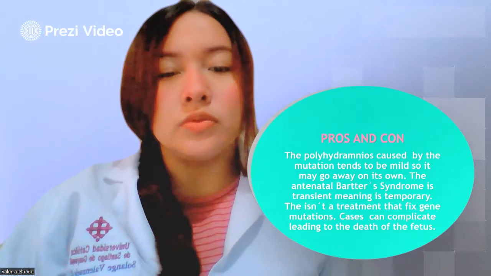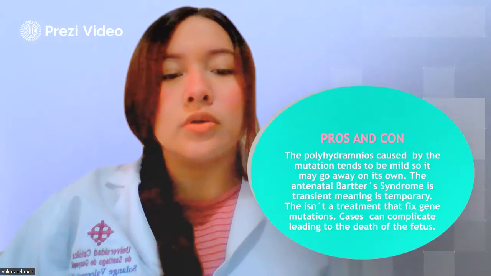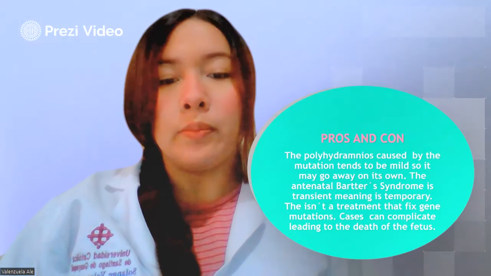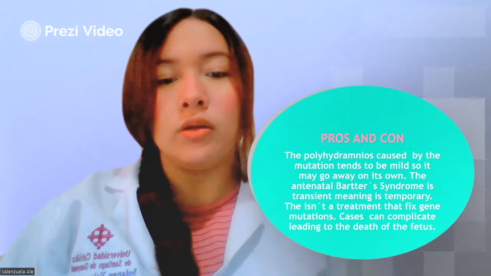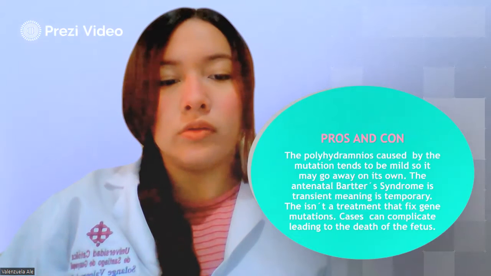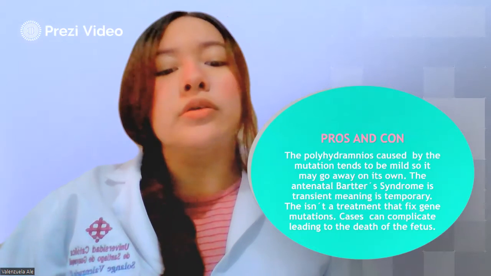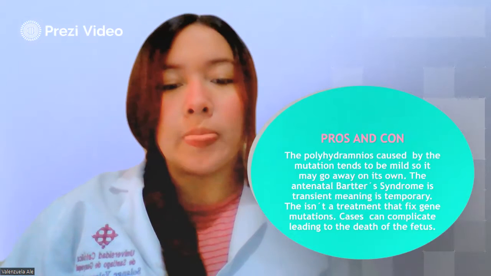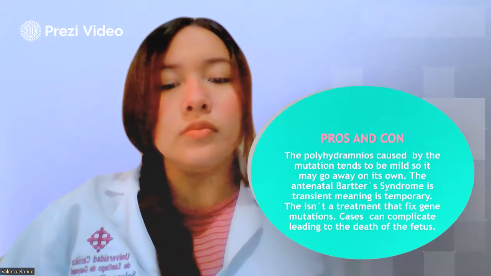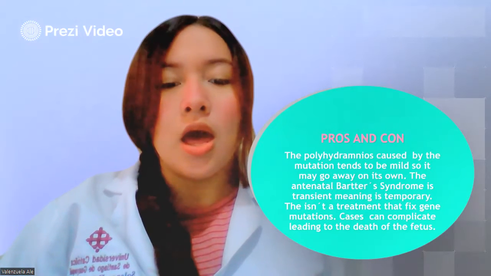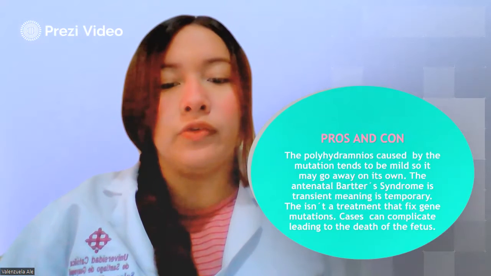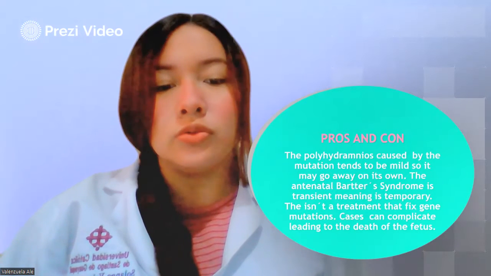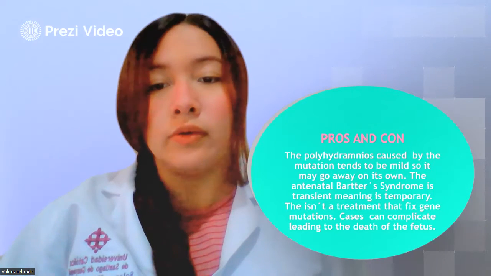The polyhydramnios caused by the mutation in males might go away on its own. The antenatal Bartter syndrome is transient, meaning temporary. There isn't a treatment that fits the gene mutation. The case can complicate later on, leading to the death of the affected.